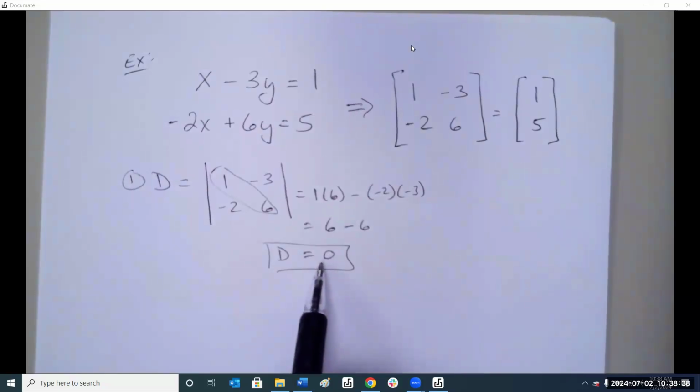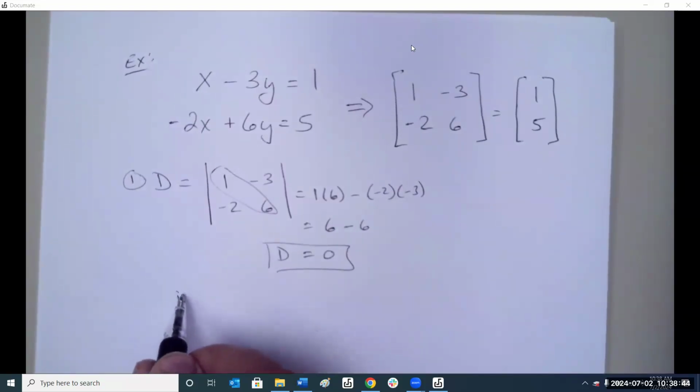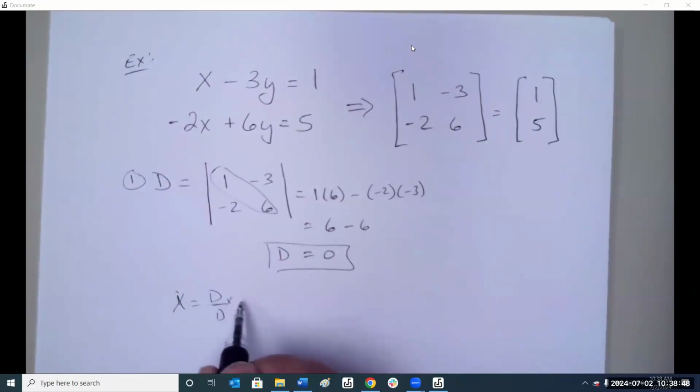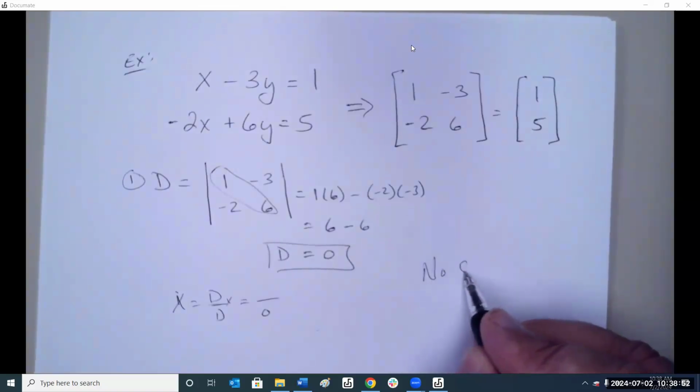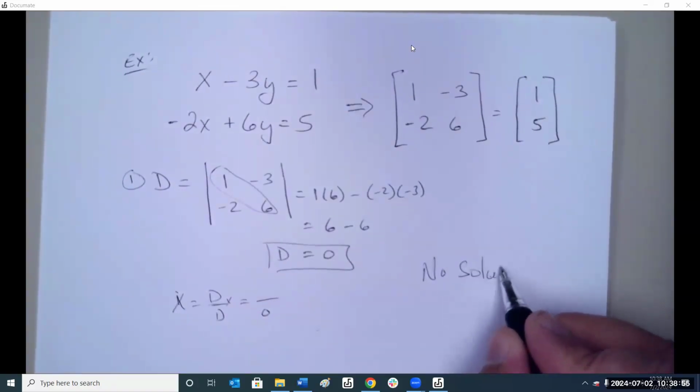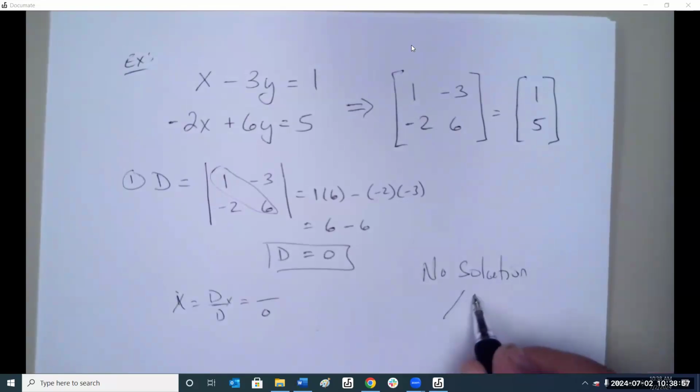Because remember, this is the denominator. We can't find x or y, because x is dx over d. We cannot have 0 on the bottom. So there's no solution. Parallel lines.